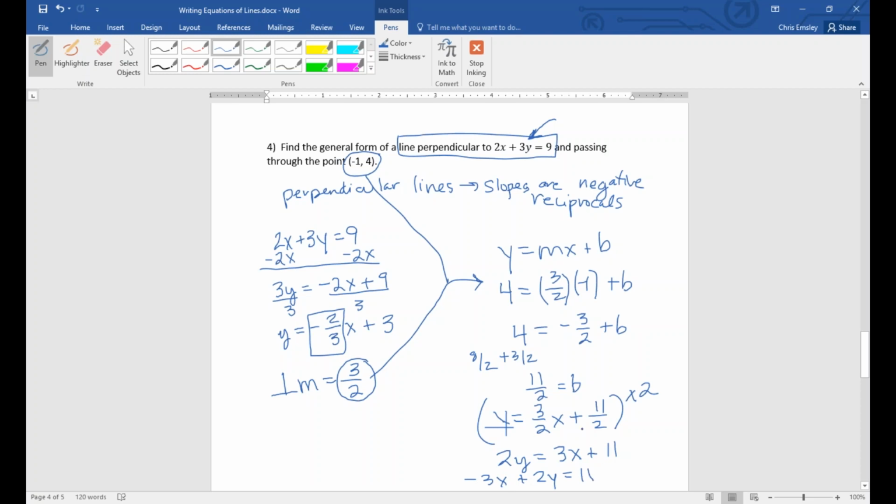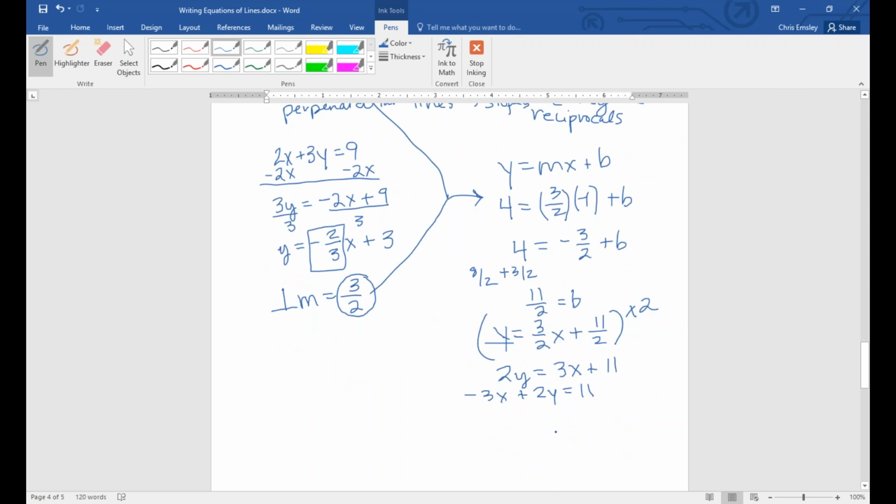And scroll down just a little bit here. Finally, we'd like that leading term usually to be positive, so I will multiply everything by -1, which just flips all those signs for me. And there's the equation of the line that we were looking for.